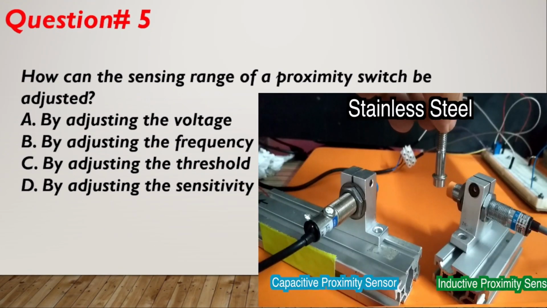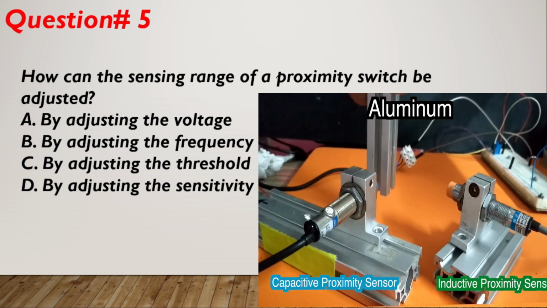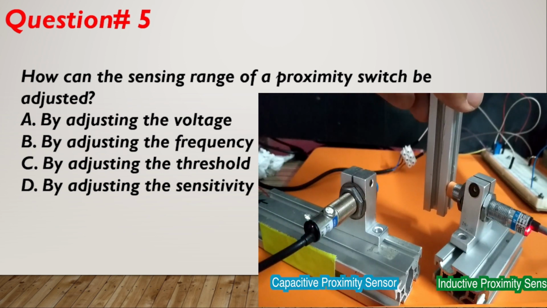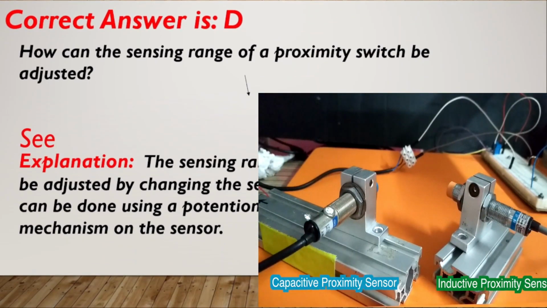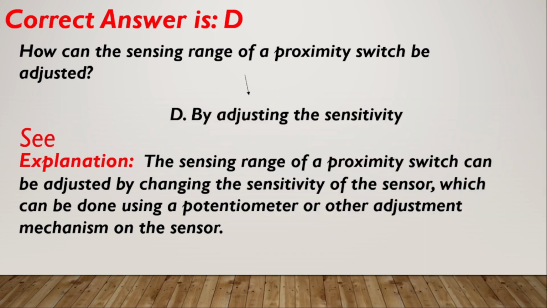Question number 5. How can the sensing range of a proximity switch be adjusted? A. By adjusting the voltage, B. By adjusting the frequency, C. By adjusting the threshold, D. By adjusting the sensitivity. Correct answer is D. By adjusting the sensitivity.